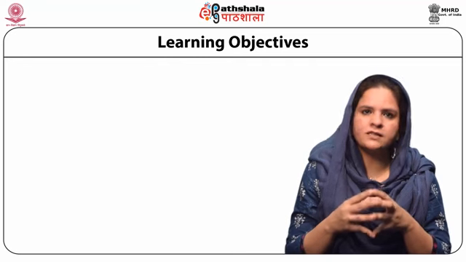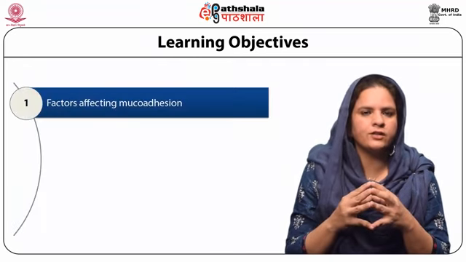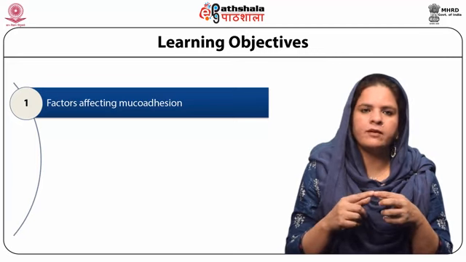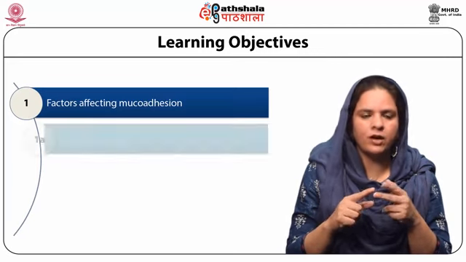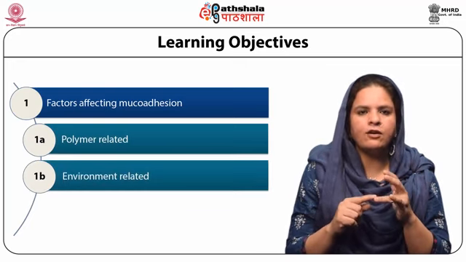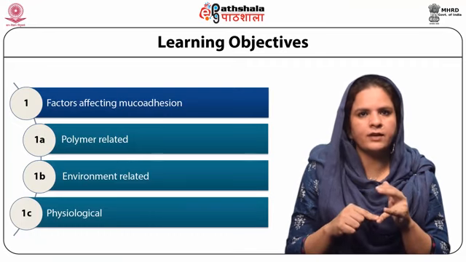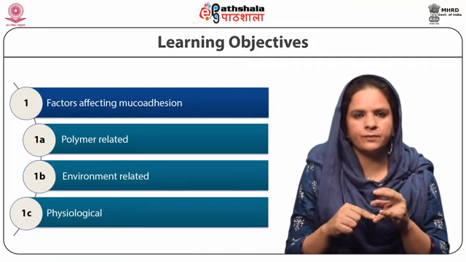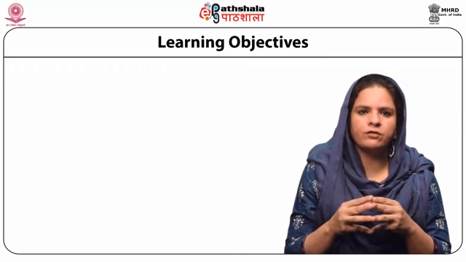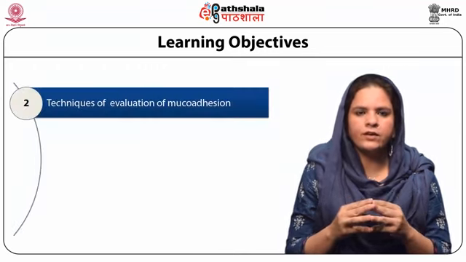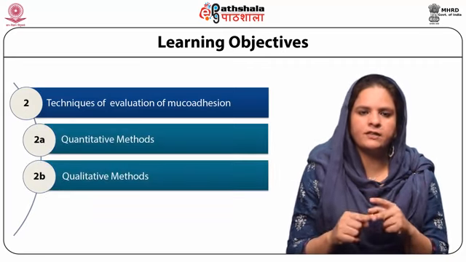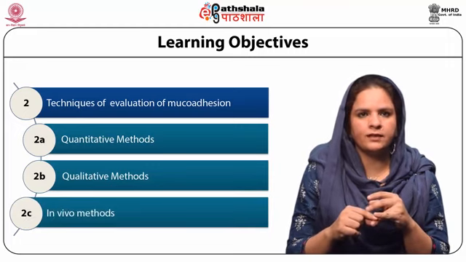Then there have to be certain factors which will affect the mucoadhesion. Let us try to understand each one of them one by one. We will be talking about the factors which are polymer related, the environmental related factors, and also the physiological factors which will affect the power of mucoadhesion. Later on, towards the end of the module, we would be talking about the various techniques of evaluation of mucoadhesion, namely the quantitative methods, the qualitative methods and the in vivo methods.